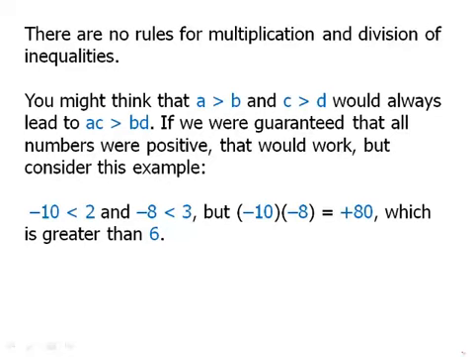So this is an example where multiplying the two quote-unquote smaller numbers, the negative numbers, gives a very positive, very large product. And so that's why there are no rules whatsoever for multiplication and division of inequalities.